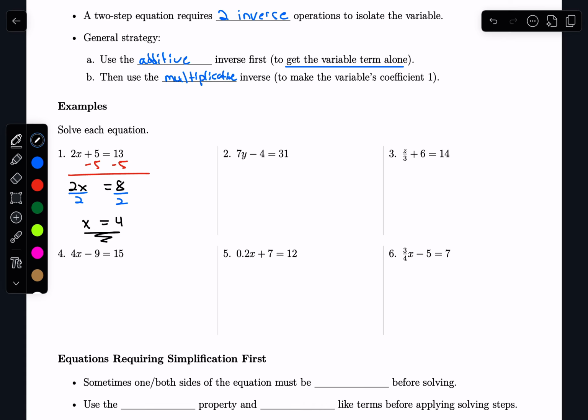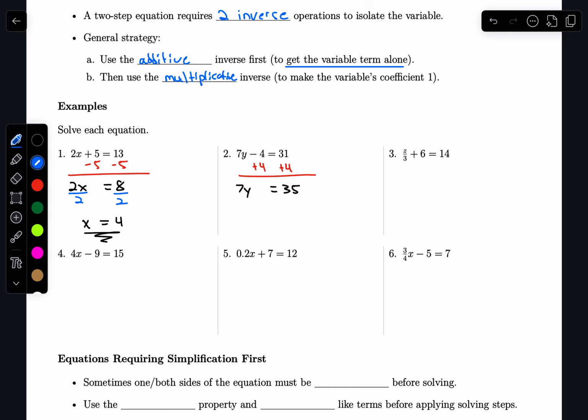Number 2, 7y minus 4 equals 31. We're going to use the additive inverse first. So we're going to add 4 to both sides to move that 4 to the other side of the equation. That leaves us with 7y equals 35, where I'm not going to point this out every time, but notice that when I do negative 4 plus 4, that gives me plus 0, where 0 is the additive identity that we get from doing the additive inverse. But we don't write that plus 0 because it doesn't change anything about our equation. So instead, we essentially are moving the 4 to the other side, where now there's nothing on that left side that has to do with the 4. It's gone. It's on the right side now.